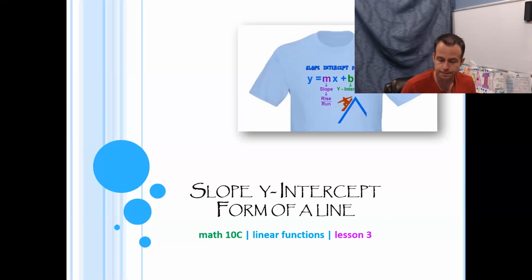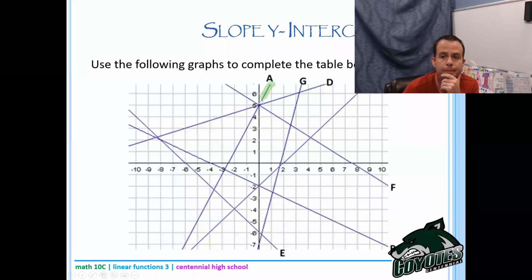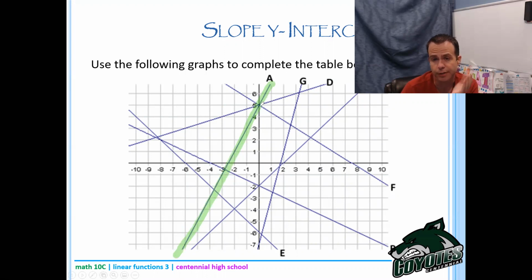Okay, so I've given you here a bunch of different lines, okay? And below, I have a table where essentially you're going to figure out the slope and the y-intercept for every line, okay? So for example, this guy here is line A. Okay, and so the slope of line A, well, I can see the y-intercept right away. Let's just start there. The y-intercept is 5.